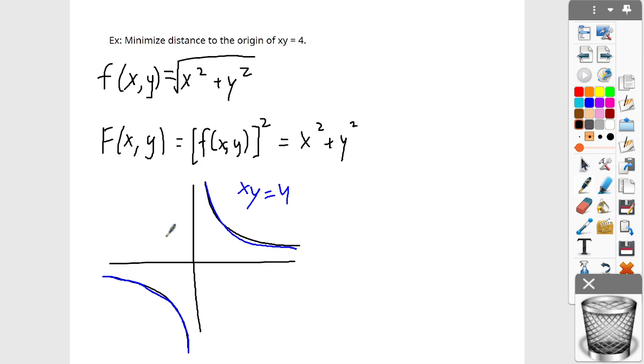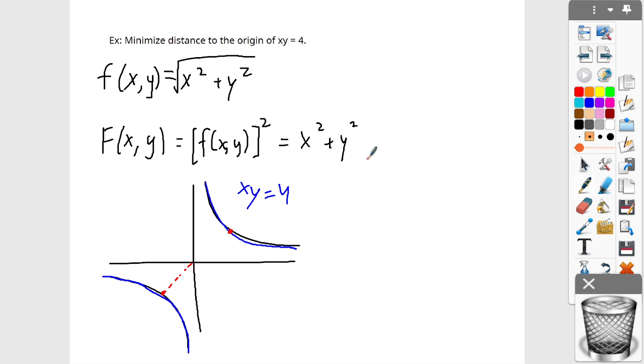So where is this maximized? Or where is this minimized? Where's the function f minimized? Well, anyone with a brain bigger than a peanut will know that it's minimized at these 2 points. That is the distance closest to the origin. If you go further and further away from the origin, for example at this point, it will be farther and farther away. So it's minimized at those 2 points.